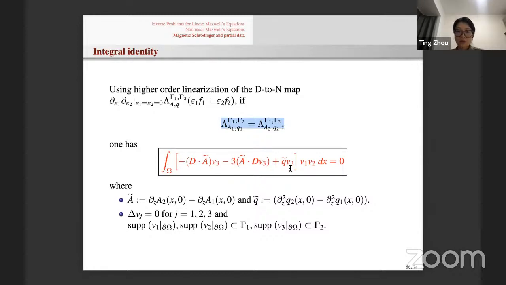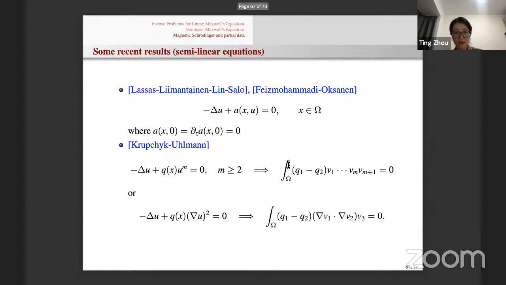So now the question becomes, where can we find the proper solutions, harmonic functions in this case, such that these properties, these assumptions are satisfied to give us information on A tilde and Q tilde?